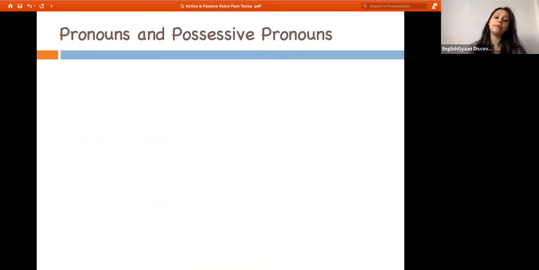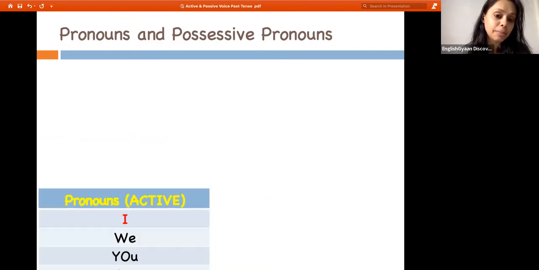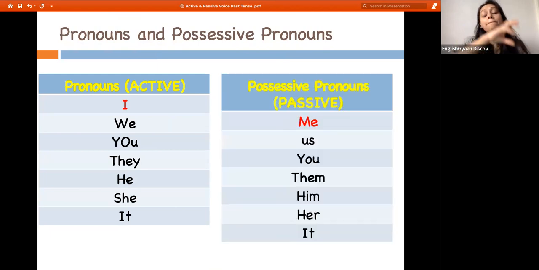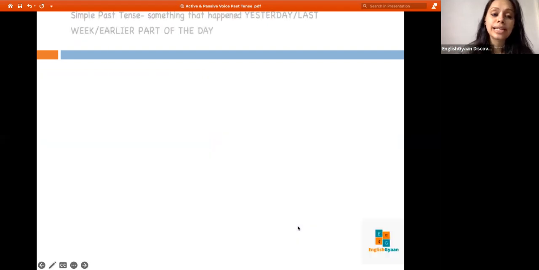One more thing that you need to remember is when you make an active statement, you're going to make use of pronouns: I, we, you, they, he, she, it. And these pronouns become possessive pronouns when you are making them into passive. I becomes me, we becomes us, you remains you, they becomes them, he becomes him, she becomes her, and it remains it. So there are pronouns and then there are possessive pronouns.